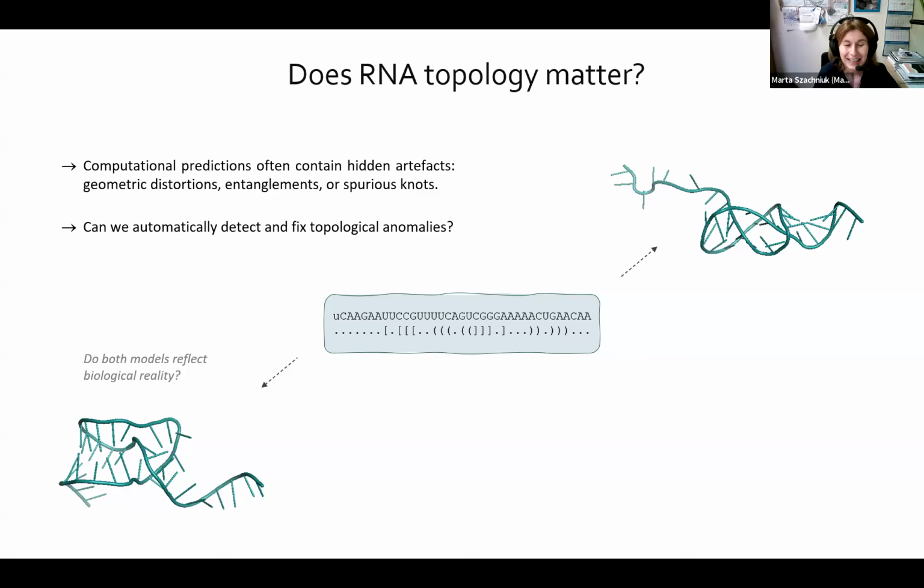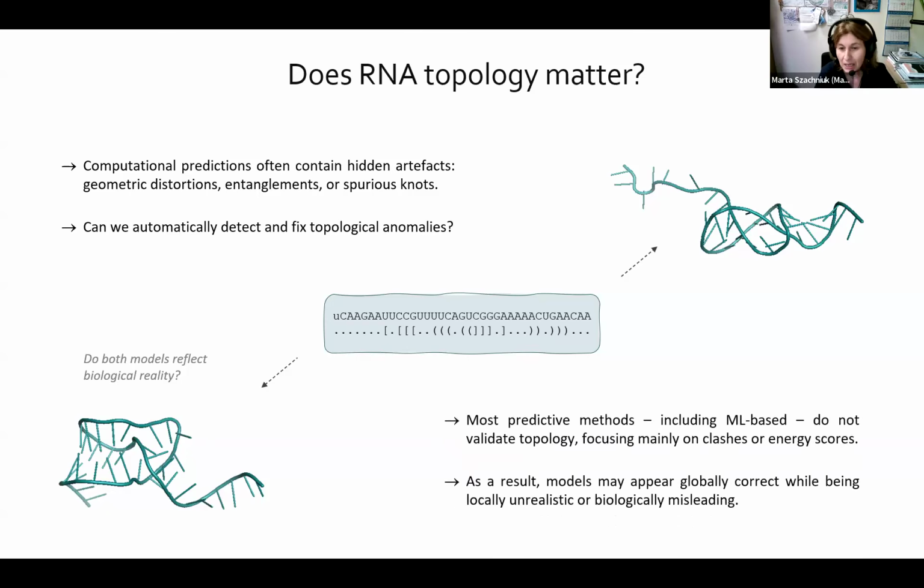So we can predict the structure with different topologies. Some of these structures, some of these topologies, may contain artifacts, like spurious knots, entanglements, or some distortions. And what I want to answer with my talk is how we can automatically detect and fix such topological anomalies, if we consider them anomalies.